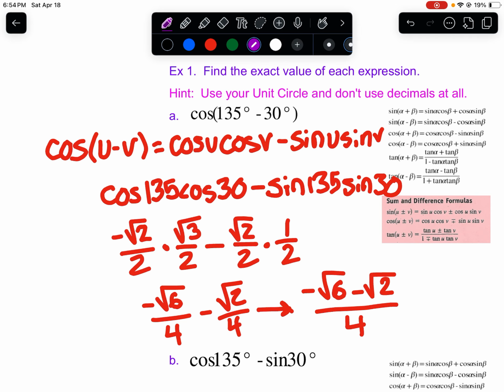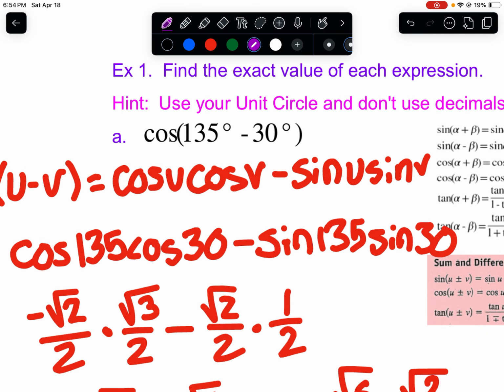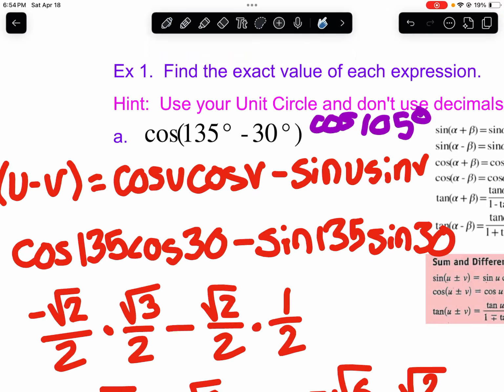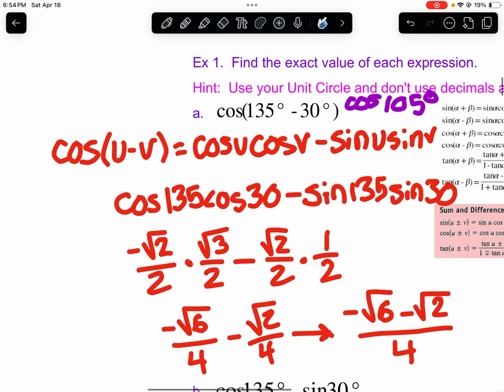But in our first example, we've already got our angle split apart into maybe two smaller ones, because if we did 135 minus 30, this is basically asking us to find cosine of 105. Cosine of 105 is not on our unit circle, so we wouldn't be able to use our unit circle or evaluate it accurately if we just have that at our disposal.